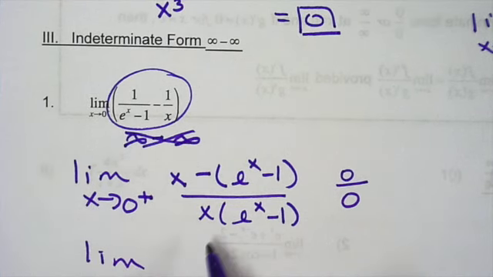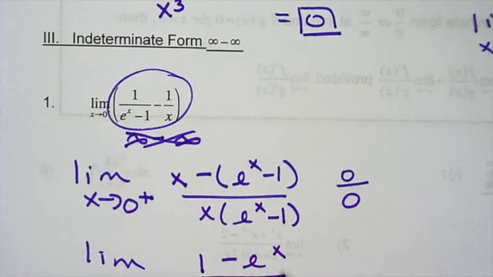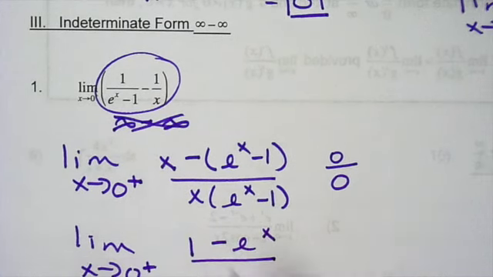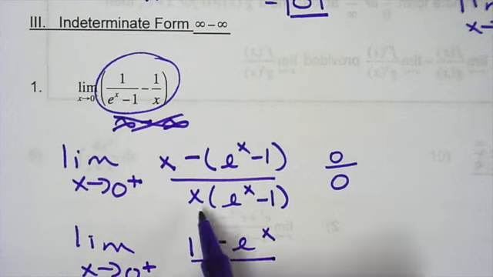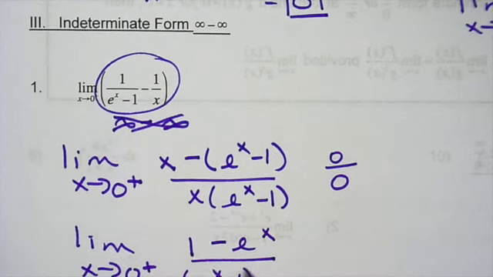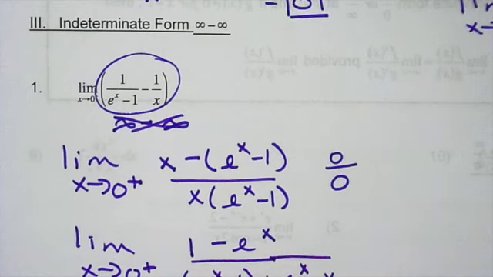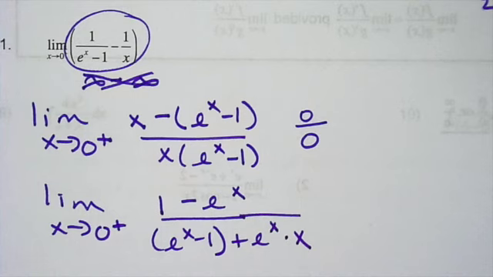The derivative of the top is 1 minus e to the x. The derivative of the bottom is, you can either multiply it out or use the product rule. I'm going to use the product rule. The derivative of the first is 1 times the second plus the derivative of the second is e to the x times the first. Okay, now let's plug in the 0 and see what happens.